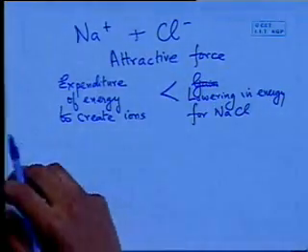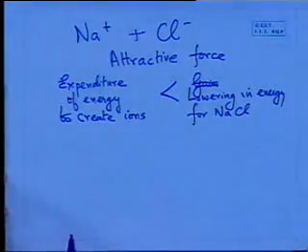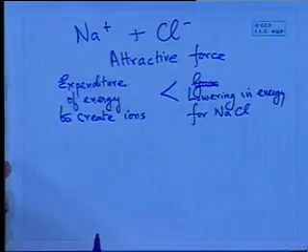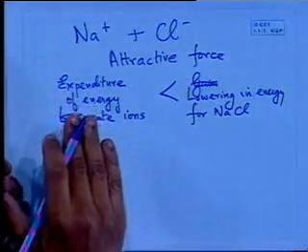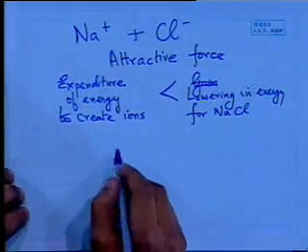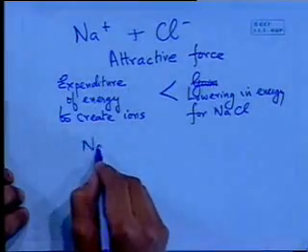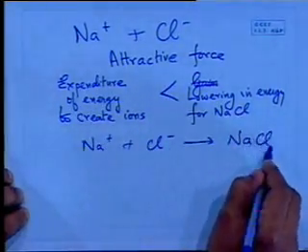I use energy to create the ions, but when they are attracted together, I am able to minimize my energy, and the minimization that takes place compensates for this additional energy that I have to spend to create the ions. So that is what causes sodium chloride to form, by combining sodium and chlorine to give me sodium chloride.